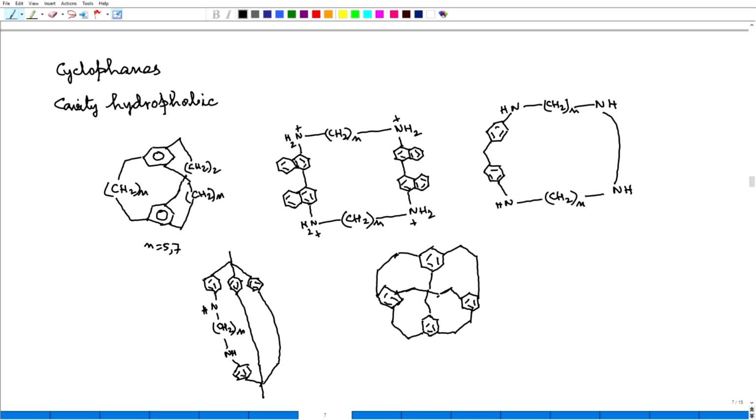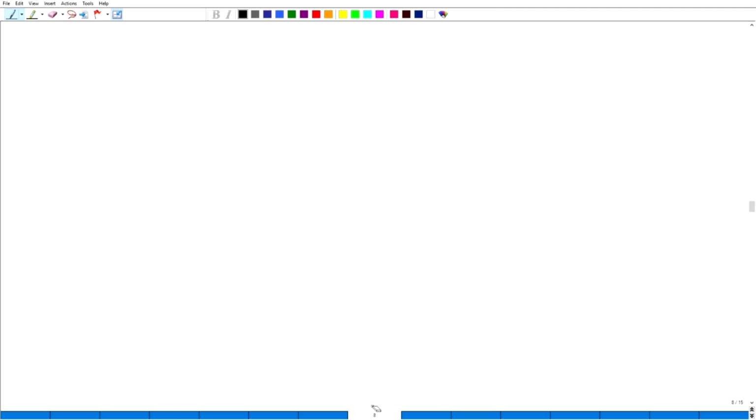Finally, I will show you one more interesting cyclophane. It's very difficult to show you, but still I will try. I am not going to be discouraged from writing. Okay, no problem.